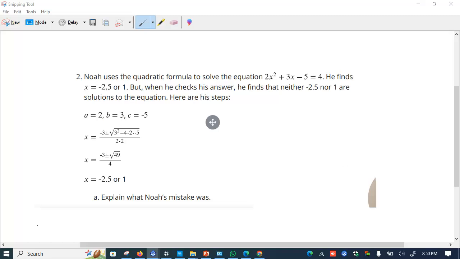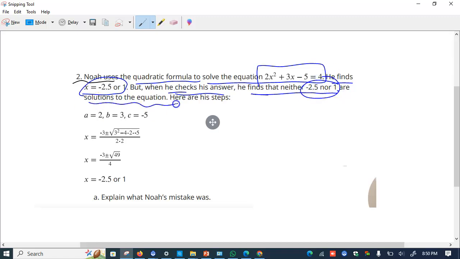Okay, now this is the second question. Noah uses the quadratic formula to solve this equation. He finds these are the answers. But he checks his answer and realizes that neither of these two is a solution. So what went wrong?